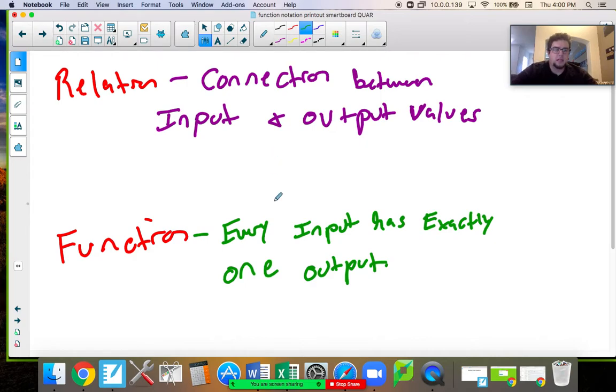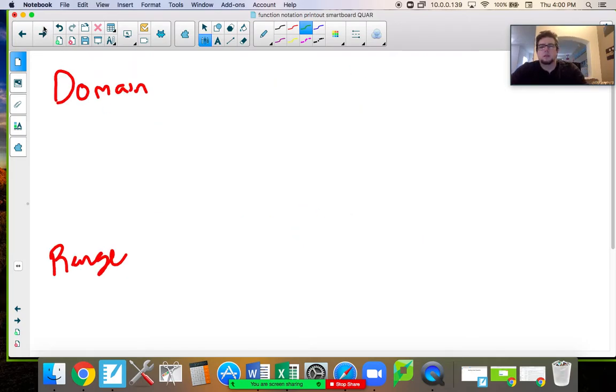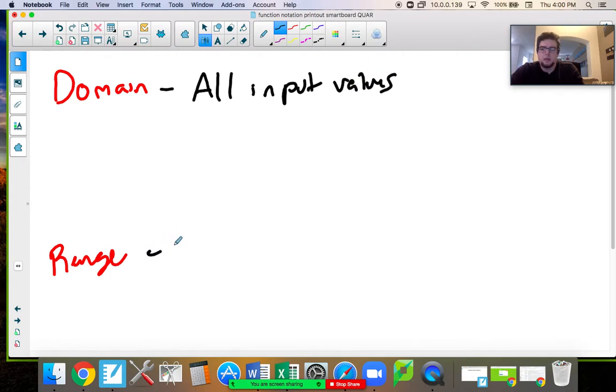So it sounds like in this function the outputs are the important part because it's exactly one, but it's really the inputs. So domain is our list of all input values, and the range is the list of all output values.